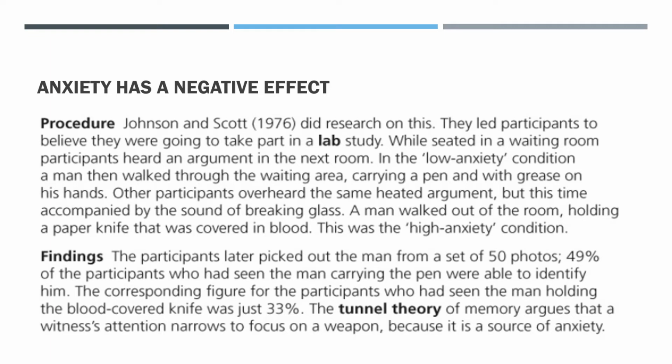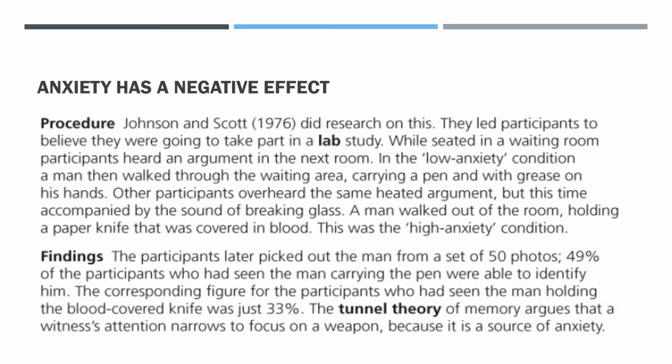What they found is when they were later asked to identify the man that left the room, out of a set of 50 photos, 49% of those who had seen the low anxiety condition were able to identify the person correctly, but only 33% in the high condition were. And Johnson and Scott thought that was because of tunnel theory, but we also need to remember that not all of these people remembered who it was in either of the conditions.